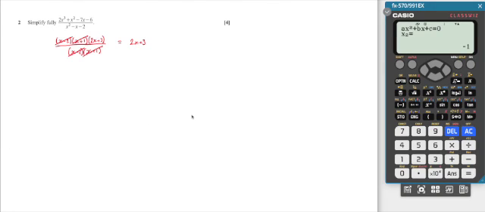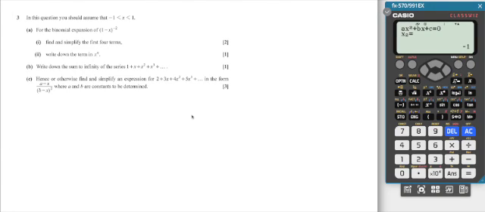On to question 3 then. So we've got binomial expansion. In this question, we should assume that x is between 1 and -1. For that binomial expansion, we want to find and simplify the first 4 terms. So this is a year 2 binomial expansion because we've got that negative power.